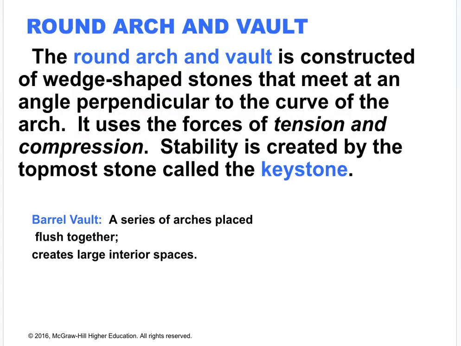So our next type of architecture is called round arch and vault. The round arch and vault is constructed of wedge-shaped stones that meet at an angle perpendicular to the curve of the arch. It uses the forces of tension and compression. Stability is created by the topmost stone called the keystone.